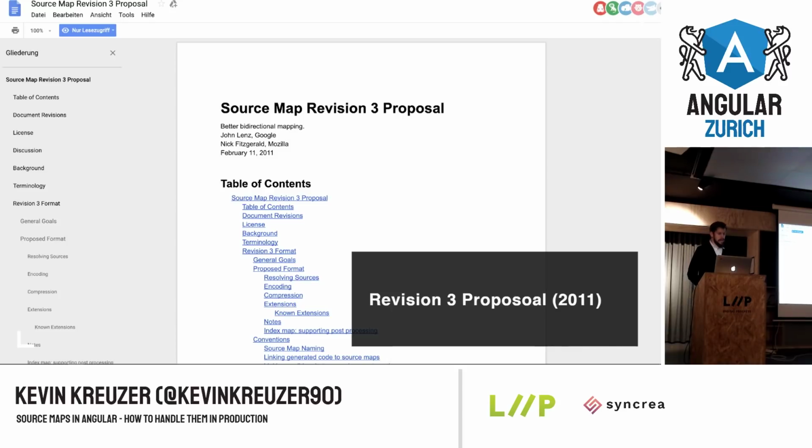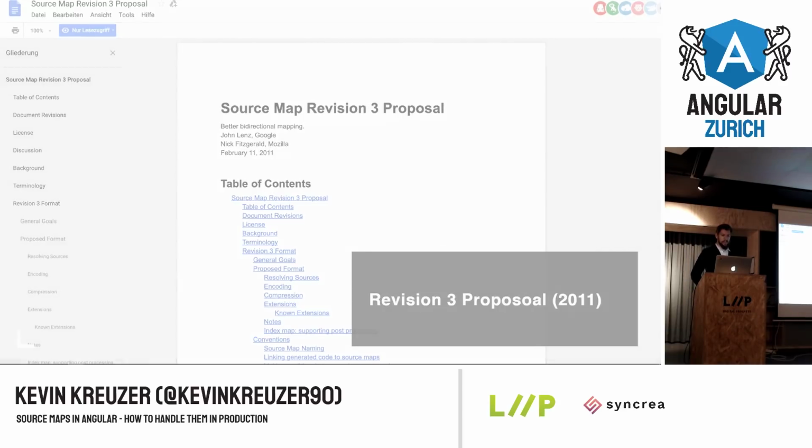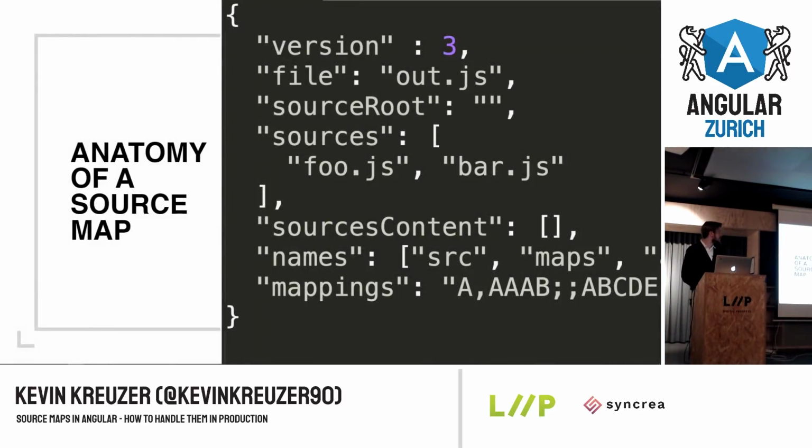So I went through the spec, and based on it, I want to explain to you the anatomy of a source map. A source map has different properties. The first property that always needs to be there is the version property, which is currently version 3. Then there's a file property, which indicates which file this source map belongs to. This file property is optional in the spec. For a long time it was required, and there were tools that threw an error if it wasn't there, but now it's optional.